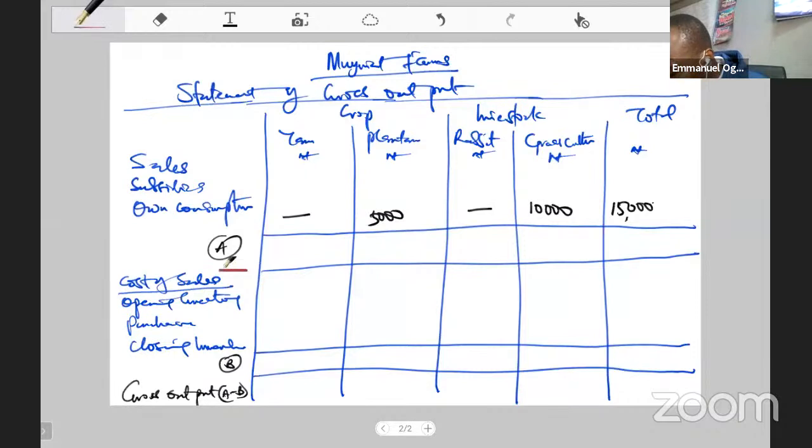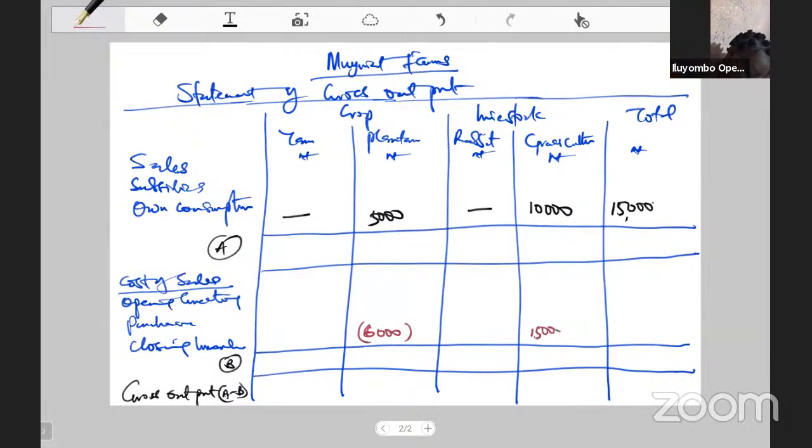For the closing inventory, is it under the income or cost of sales? Cost of sales. So let's see. We have the one for plantain. How much is for plantain? Closing inventory for plantain is 6,000 naira. Okay, for plantain, so I'll put it in brackets. Don't forget. For grasshopper, how much? 15,000 naira. So we also put that in brackets.